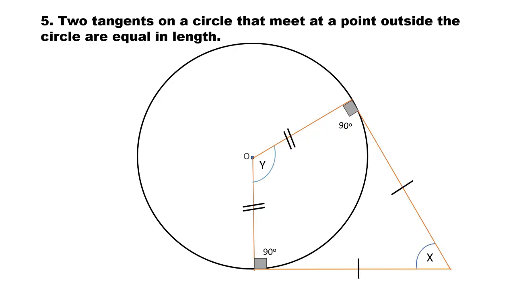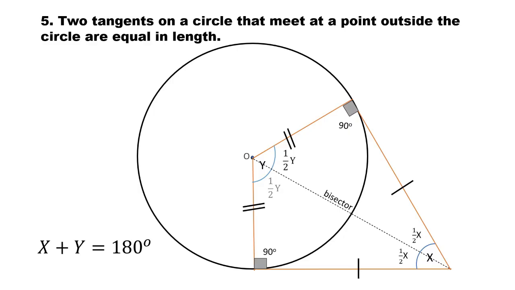Since our shape is a kite, which is a quadrilateral or four-sided shape, we know that the interior angles in a quadrilateral add up to 360 degrees, but we already have two 90-degree angles, which add up to 180 degrees, so it means x and y also add up to 180 degrees. If we draw a line from the point where the two tangents meet to the center of the circle, this line will be a bisector to our kite, which means it divides the angles x and y into two equal parts. So we get half x and half x, then half y and half y.